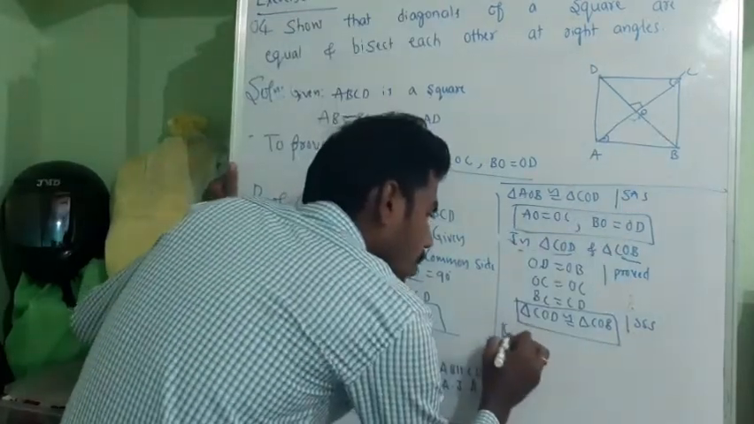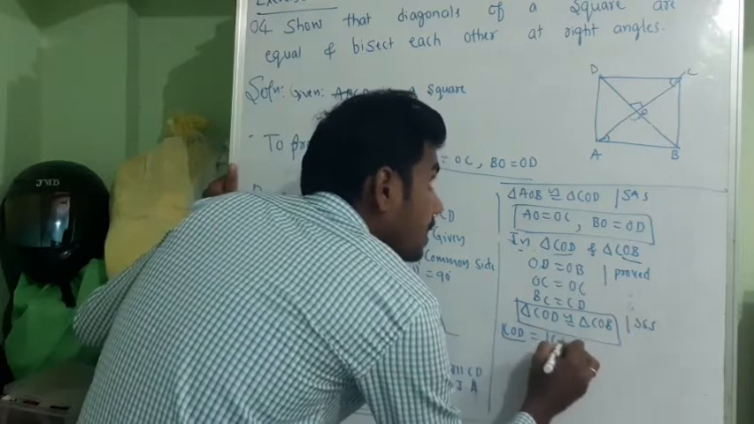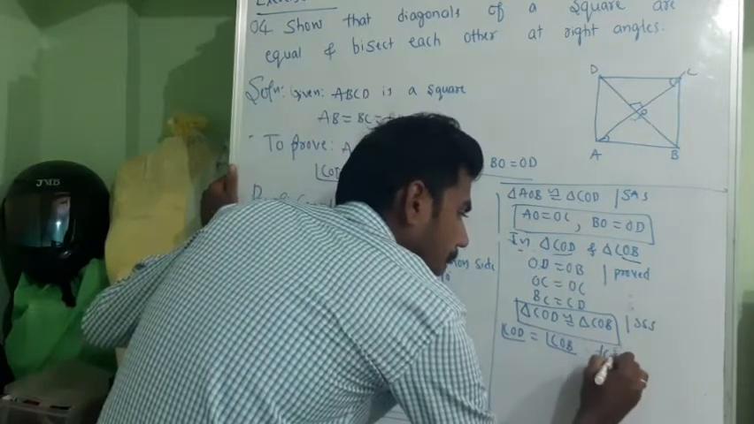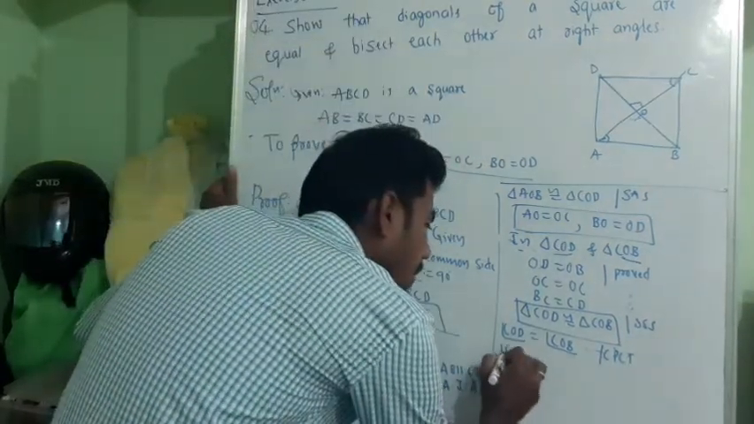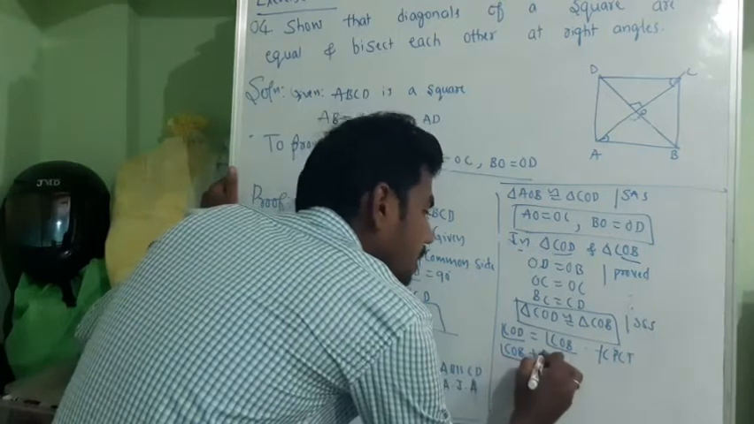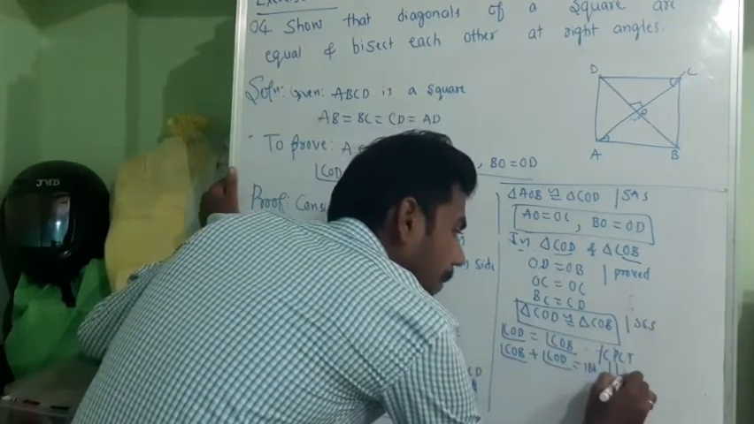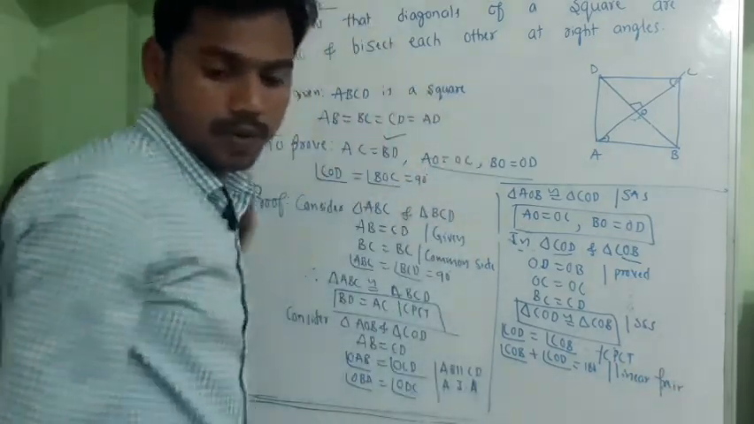Angle COD is equal to angle COB. This is because of CPCT. And we know that angle COB plus angle COD is equal to 180 degrees. It forms a linear pair. Okay, COB plus COD.